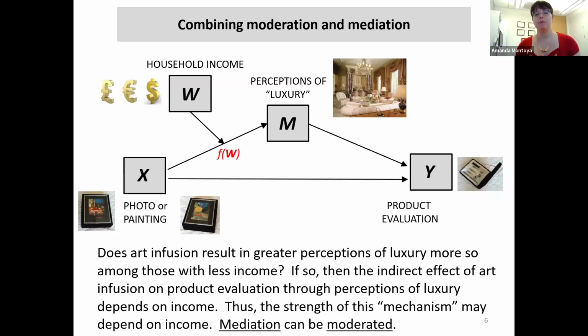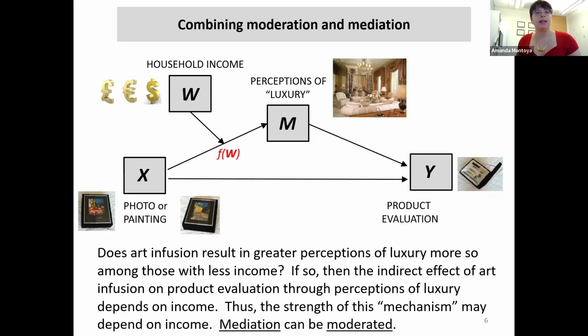It might be that some people of certain groups use a different process than other individuals, or that it varies along some continuum, like household income. So in our example here, we can combine our moderation analysis and our mediation analysis to understand how the indirect effect of the art manipulation on product evaluation through perceptions of luxury might then depend on household income. Maybe this manipulation only affects perceptions of luxury for individuals who are not as familiar with luxury goods, i.e., individuals with lower income.